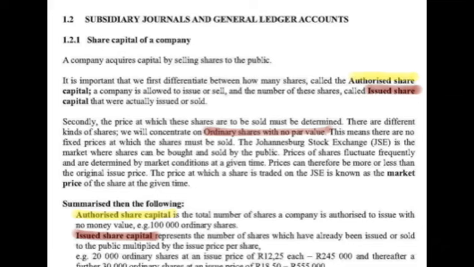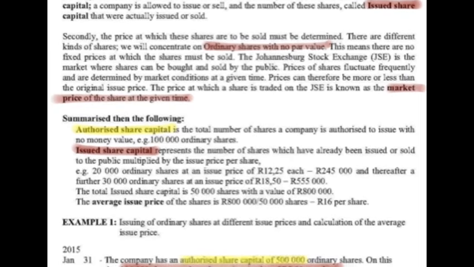So the JSE, the Johannesburg Stock Exchange, is the market where shares can be bought and sold to the public. Now, prices of shares fluctuate frequently and are determined by the market conditions at any given time. So prices are therefore more or less than the original issued price. The price at which a share is traded on the JSE is known as the market price of the shares at any given time.